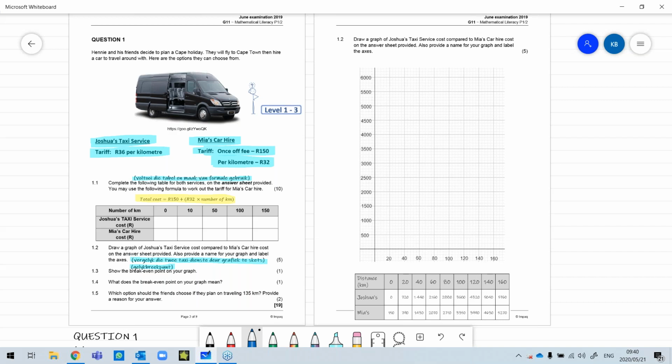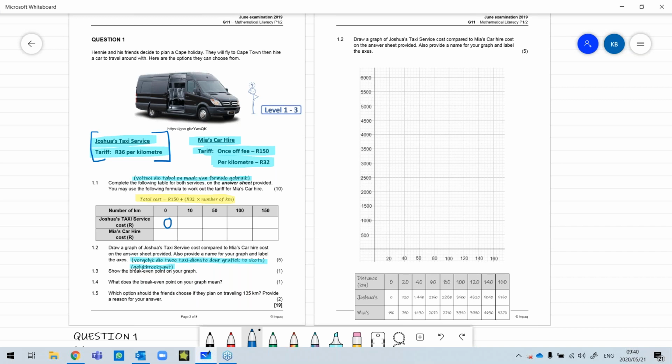So for Joshua's taxi service costs, over here you can see. Now, he charges 36 Rand per kilometer. So if you hire his taxi and you travel 0 kilometers, you will pay 0 Rand because you pay for every kilometer you travel.